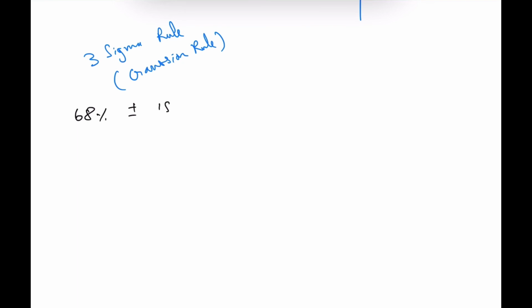Now we have approached our last topic, that is the 3 sigma rule, which is also called the Gaussian rule. So the 3 sigma rule is that 68% of the area under the curve is occupied within plus minus 1 SD. For 95% it is plus minus 2 SD. For 99.7% it is plus minus 3 SD.